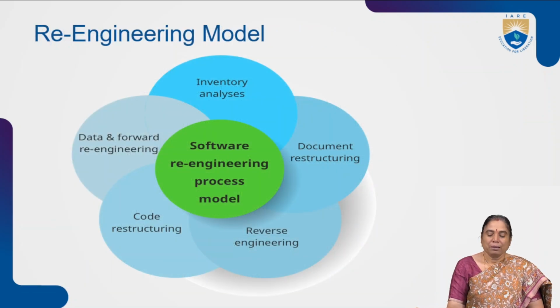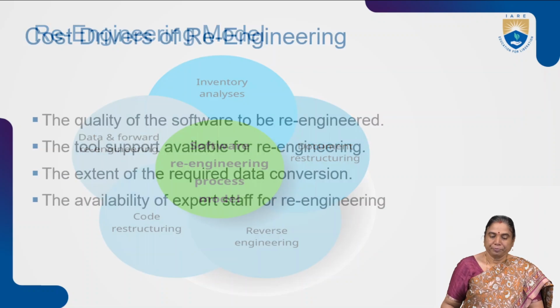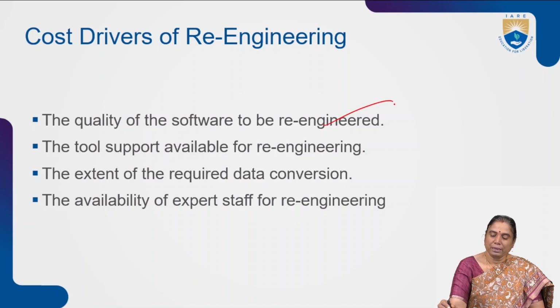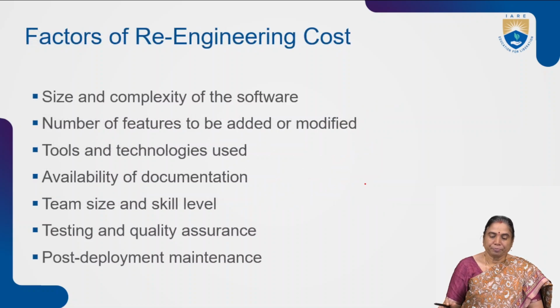The re-engineering model generally concentrates on inventory analysis, document restructuring, reverse engineering, code restructuring, data restructuring, and forward engineering. The cost drivers for re-engineering are the quality of the software to be re-engineered, the tool support available for re-engineering, the extent of required data conversion, and the availability of expert staff for re-engineering.